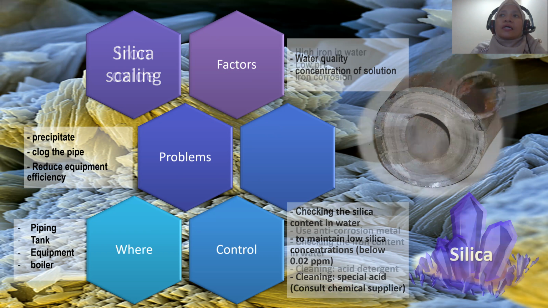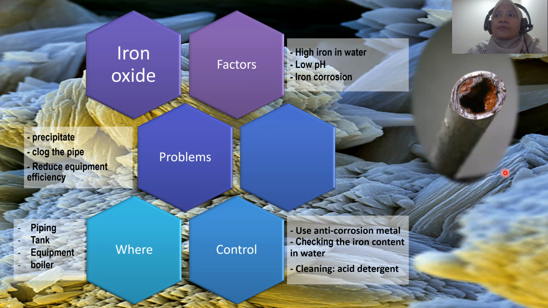Then if there is a red, brown or black flaky deposit or film on the equipment surfaces, this indicates iron deposit formation, mainly iron oxide. The formation of iron deposit may be due to high iron in the water supply, low pH of incoming water, and iron corrosion.